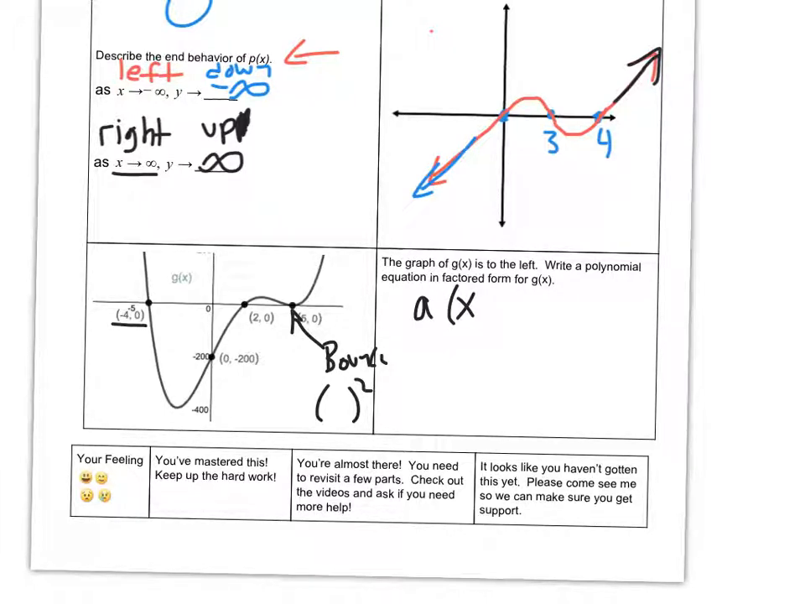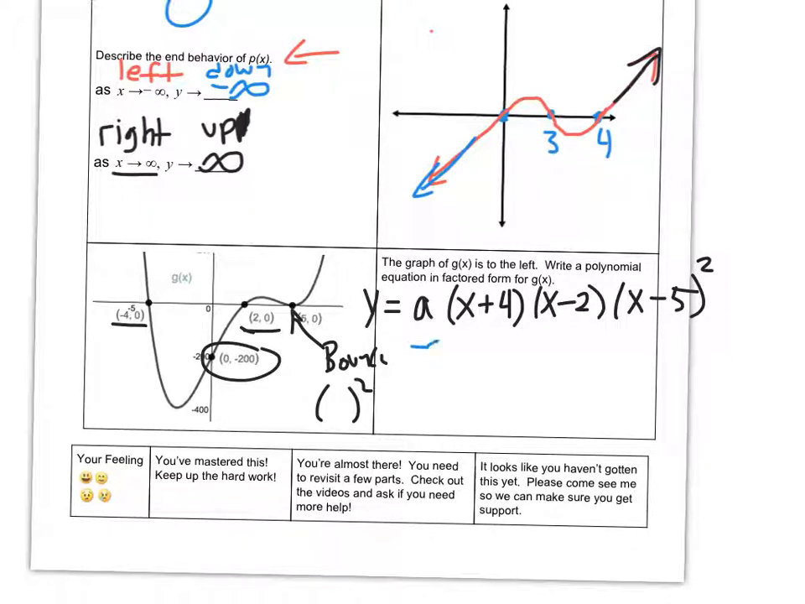The negative 4 is going to give us x plus 4. It's always the opposite. Positive 2 would give us x minus 2. And then the x equals 5 would give us minus 5. And we said this would have to be squared. To figure out what number is going to be in front of this, I'm going to use the y-intercept. That's where that negative 200 comes in. And what we do is we plug in negative 200 for y. And we're going to plug in 0 for x.